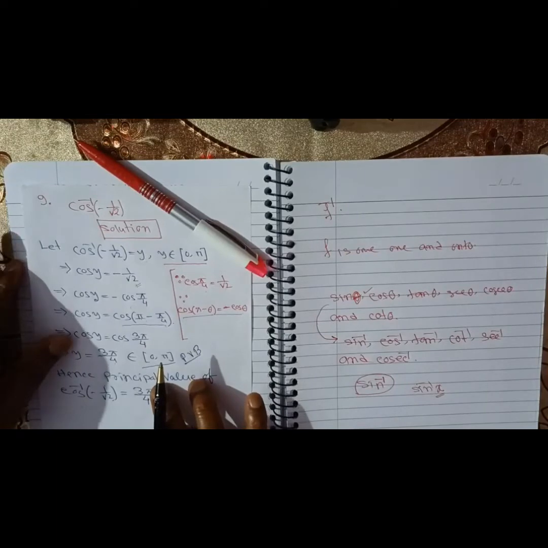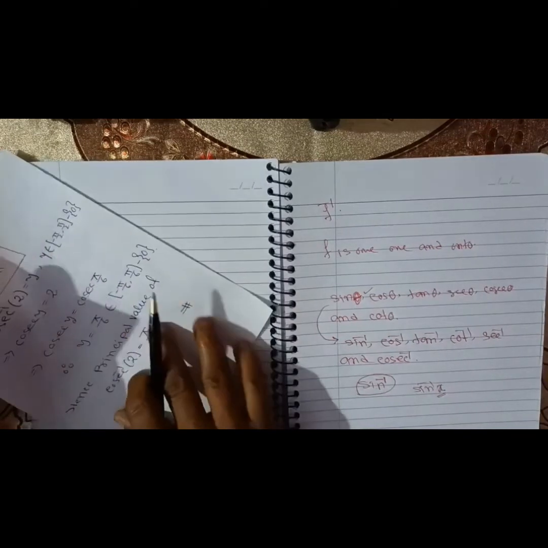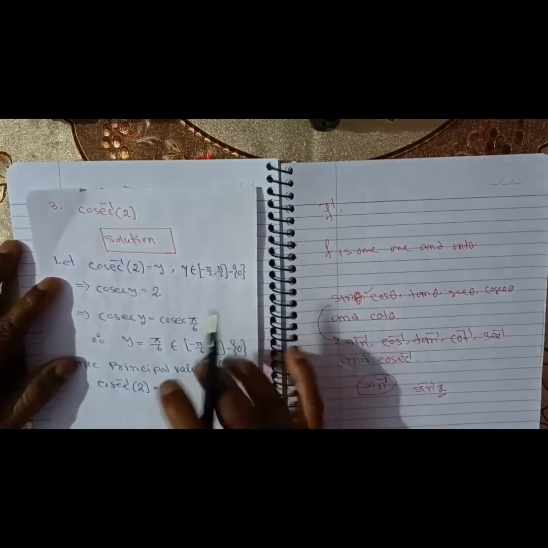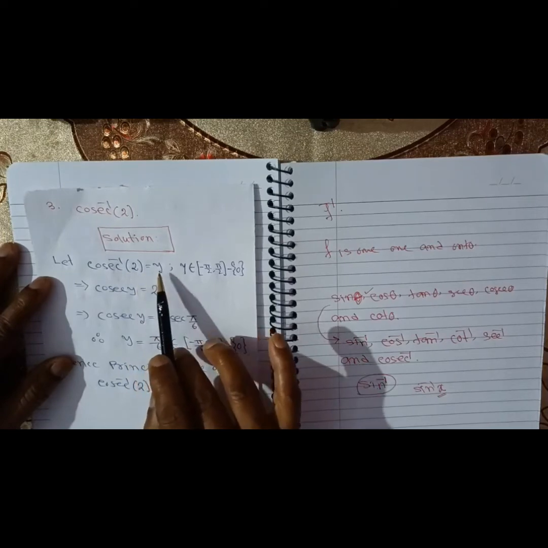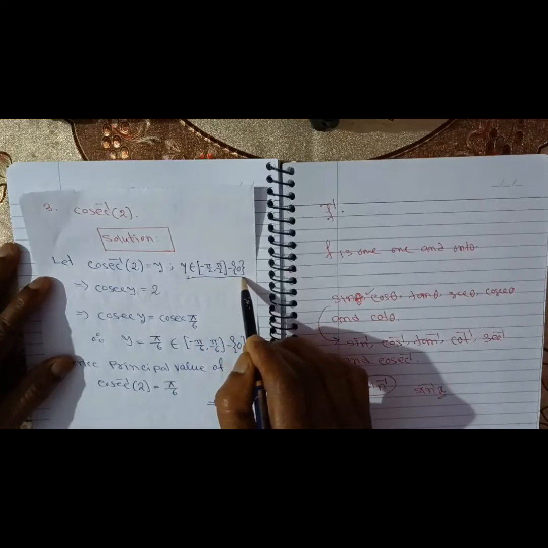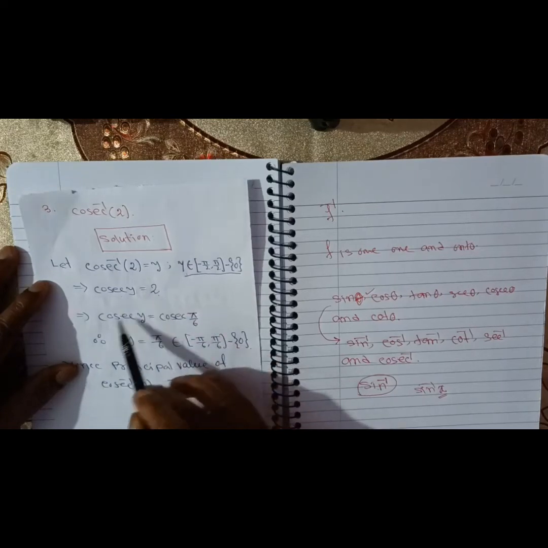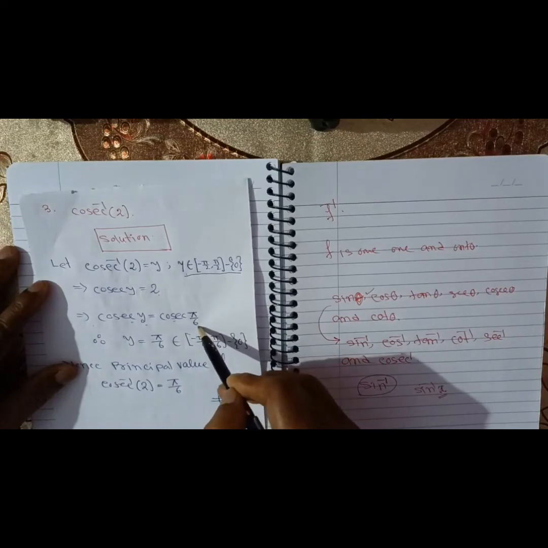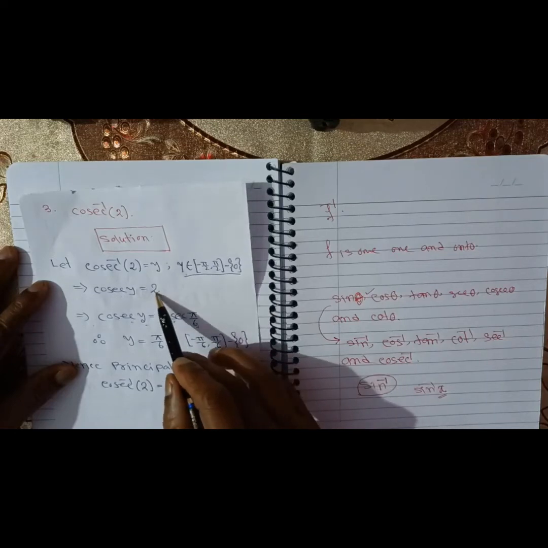Okay. Next, we are going to the next question. Question number 3. Solution: let cosec inverse 2 is equal to y. Y belongs to the range of cosec inverse x. This implies cosec y is equal to 2. This implies cosec y is equal to cosec pi by 6, because cosec pi by 6 equal to 2.